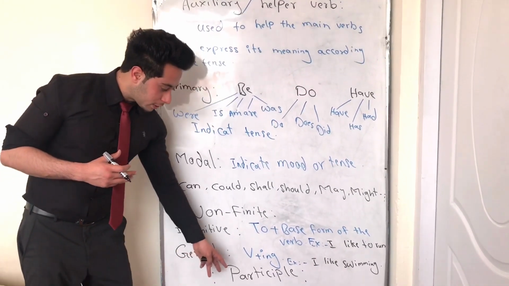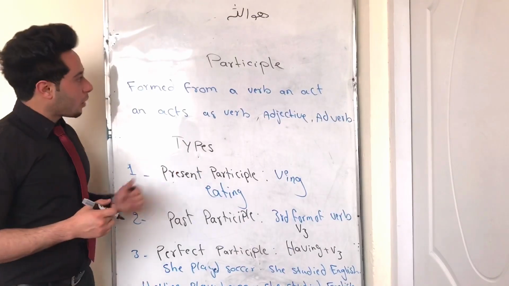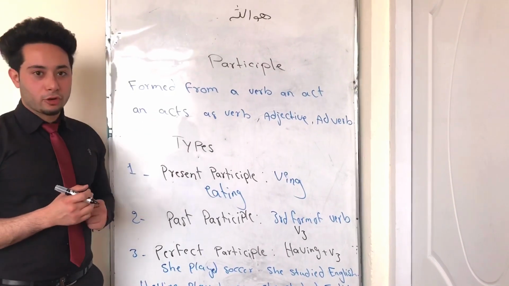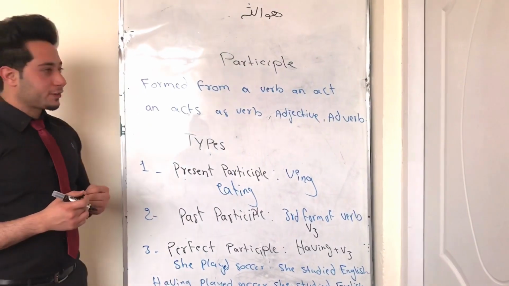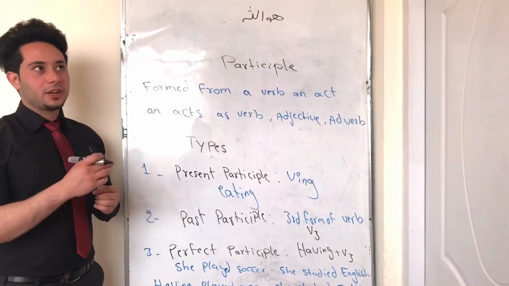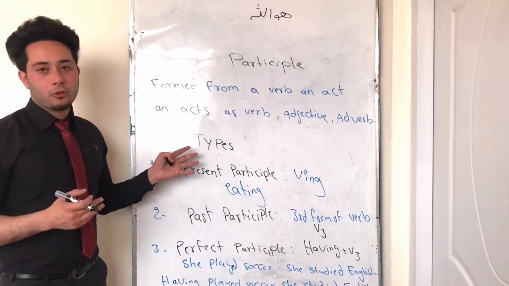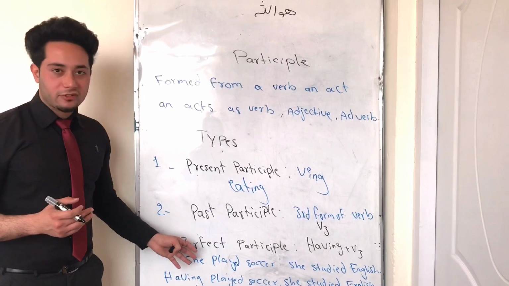And now it is time to talk about participles. What are participles? A participle is formed from a verb and acts as a verb, adjective, or noun. For example, the pen is broken. In this sentence, broken is a participle. And also, there are three types of participle in English, which are present participle, past participle, and perfect participle.